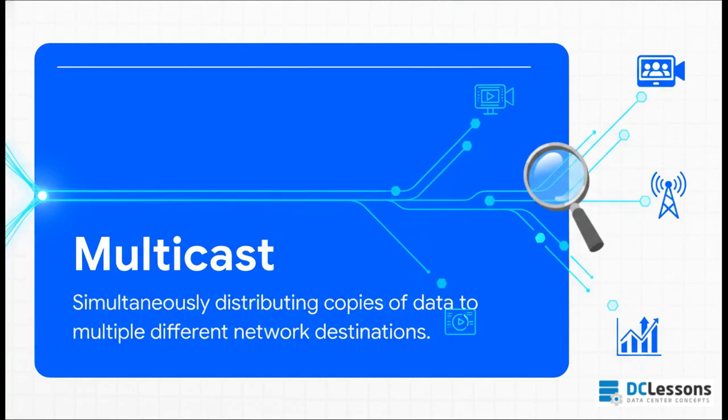Imagine you need to send a live video feed to 100 people. Instead of your server sending out 100 separate identical streams, clogging up your network, it sends out just one. The network itself is then smart enough to replicate or copy that stream only where it needs to go. It's a game changer for things like IPTV, big video conferences, or even stock market data feeds.